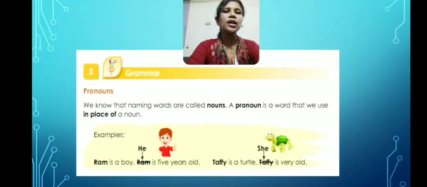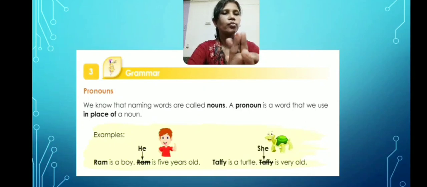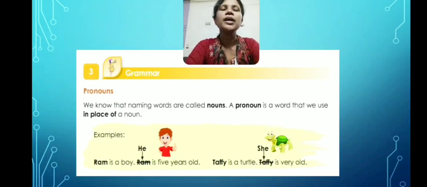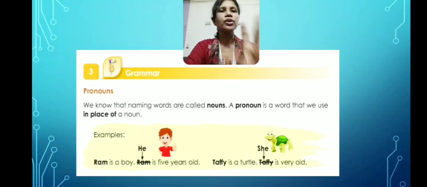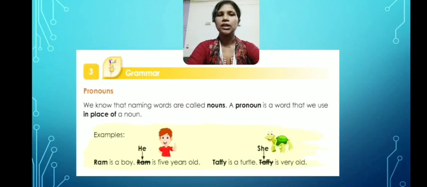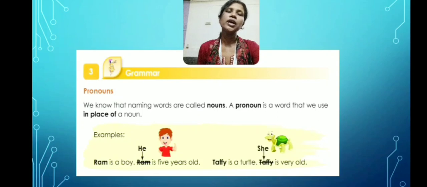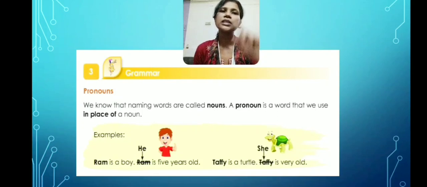For example, Ram is a boy. So you can see a boy in this picture. So what is the name of this boy? The name of this boy is Ram. Now Ram is a boy, full stop. Ram is 5 years old. So he is a boy and he is 5 years old. So here the word Ram is repeated 2 times. So second time, instead of Ram, we can use he, because he is a boy. So he is 5 years old. Now this he is called a pronoun.